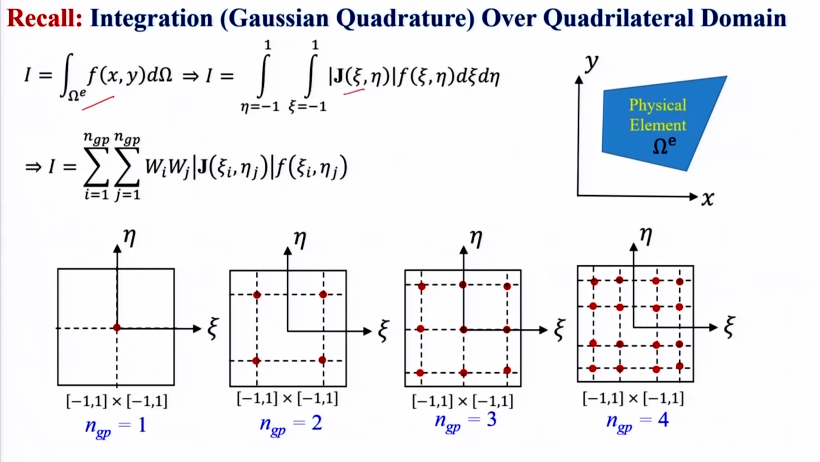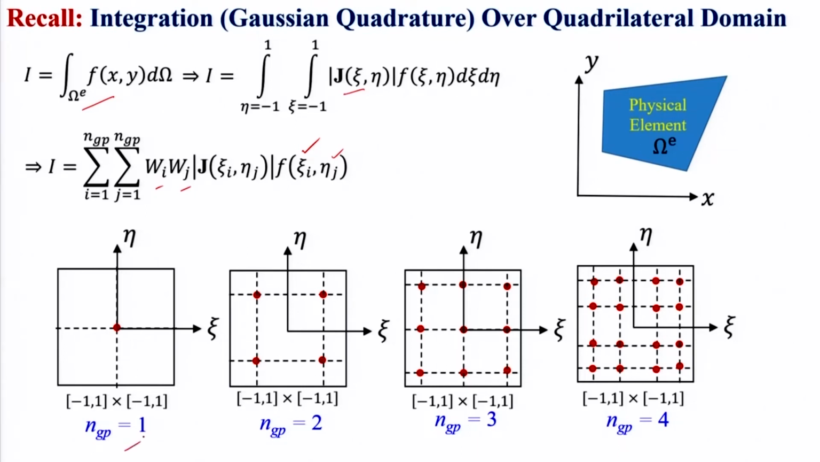Jacobian actually carries the information about that map. The idea is we take some integration points, also known as Gauss points, evaluate the function at each Gauss point, multiply by the weight, and take the summation to get this integration. Here Wi, Wj are the weights associated with the integration points xi_i and eta_j, and ngp is the rule of the integration, meaning how many integration points you have in each direction.